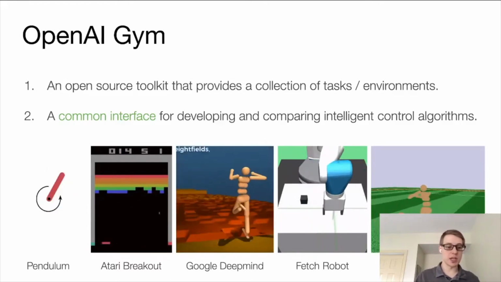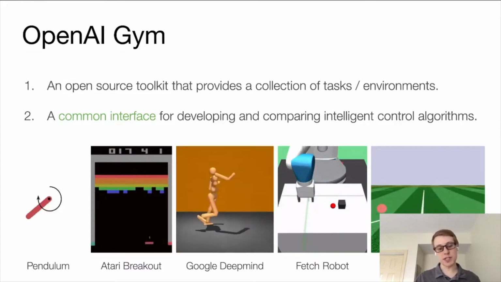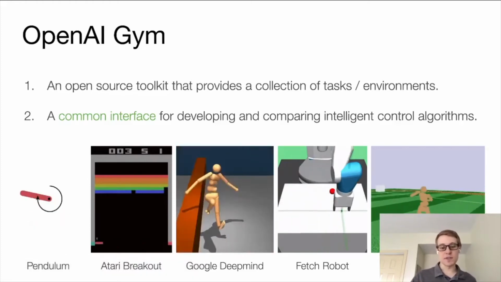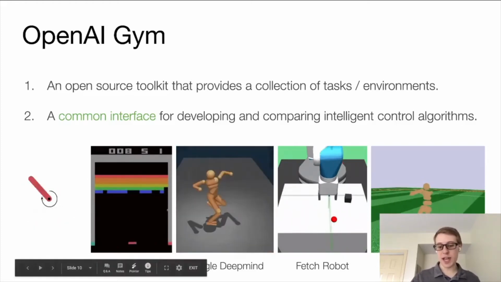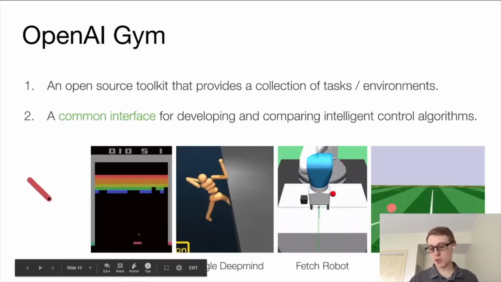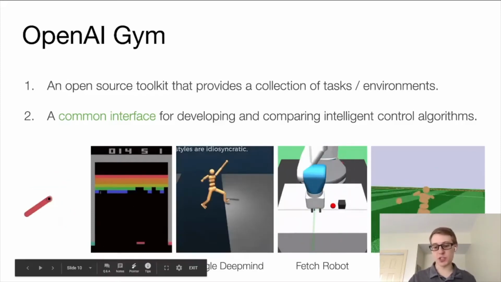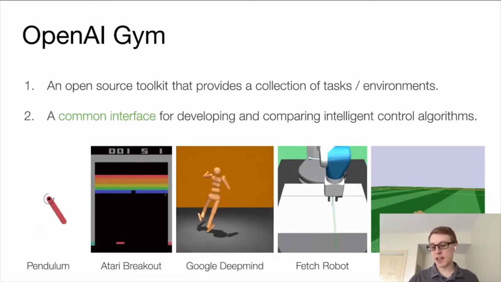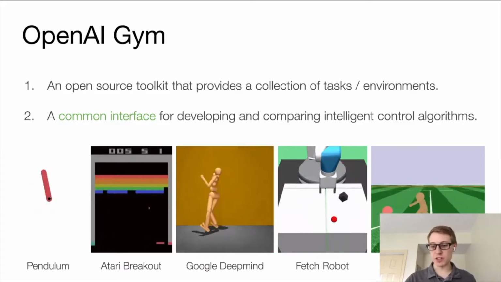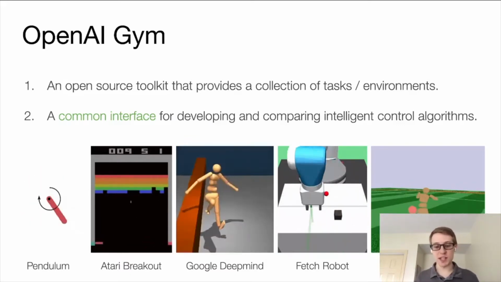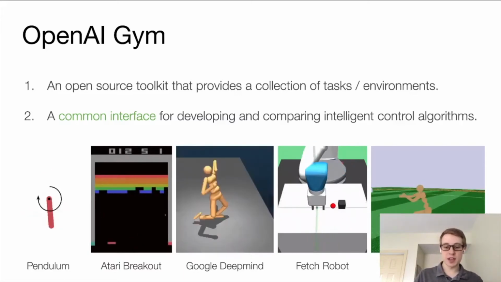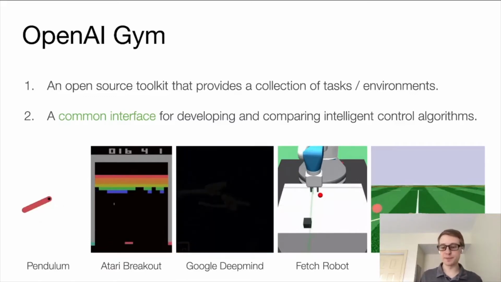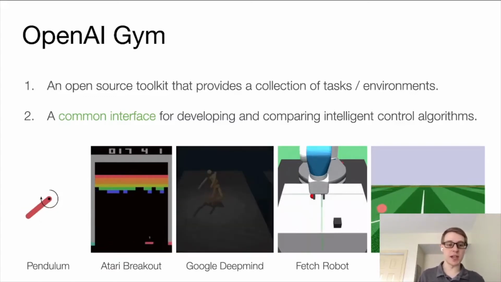So a swinging pendulum, where the action is just swing left or swing right. The Atari game, where the action is move the paddle to the left or right. You have these different animated characters that can run around different obstacle courses. A Fetch robot, where the goal is just to pick up a block and move it to a different location on the table. Or again, this animated human character here, where the goal is to run towards different locations in 3D space. Essentially, you can write very similar code to control all of these different examples by interfacing with OpenAI Gym.